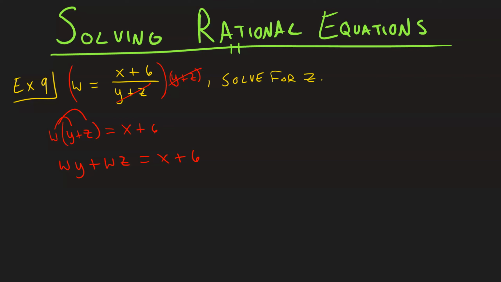Then I will go ahead and subtract the wy, so I get wz is equal to x plus 6 minus that wy. And of course, since I'm solving for z, I just have to divide by w. So I end up with a formula: z is equal to x plus 6 minus wy, all over w.